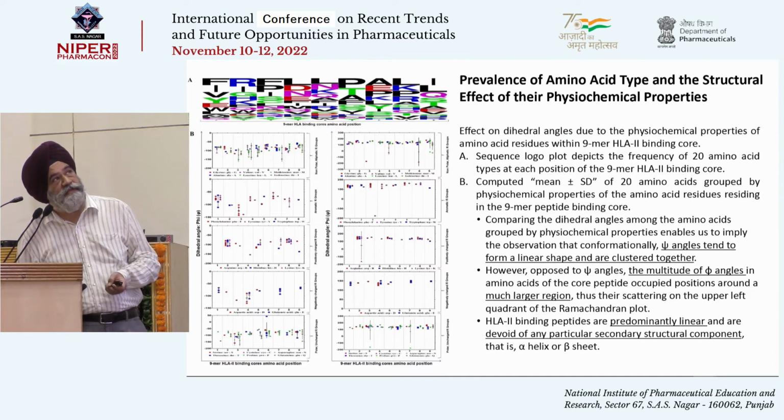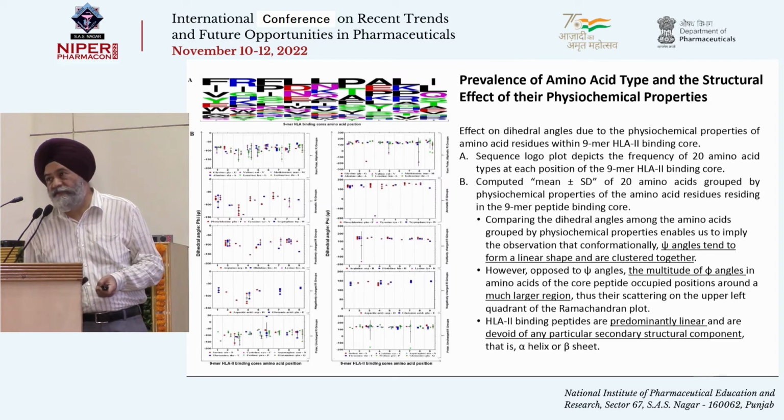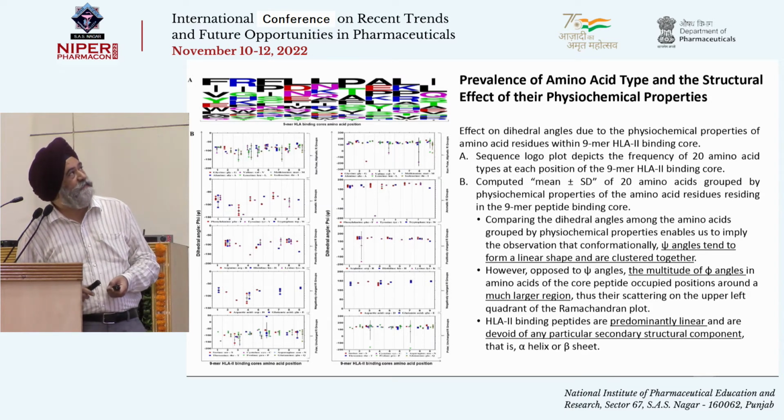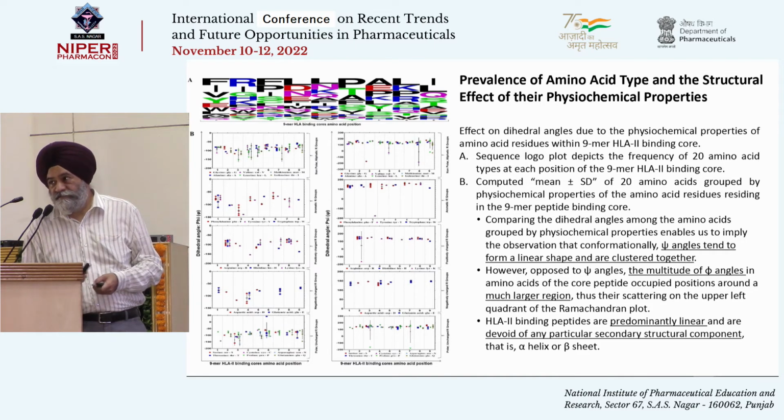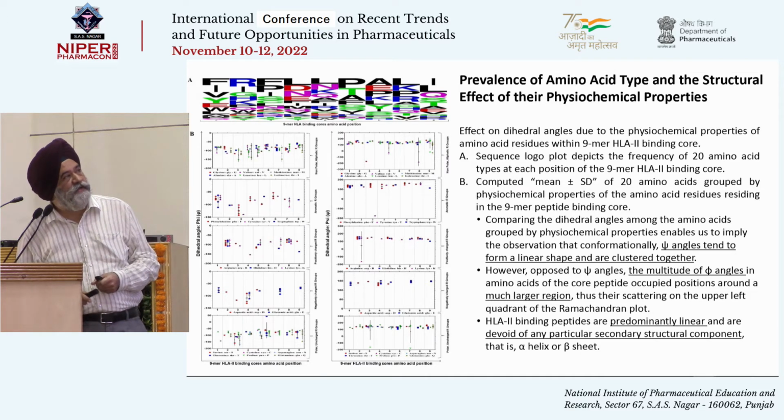We thought, let us look at these amino acid types from their physical chemical properties. We segregated them in terms of their physical chemical properties: charged ones, uncharged ones, bulky side chains and so on. Then we tried to compute their phi psi angles. Are we able to get any information out of that? If you look at the psi, more or less, all these dots show not much variability. The peptide assumes a kind of linear shape. It's clustered. But in the case of phi angles, you'll see the variation in these dots is quite high. There is some conservation, but the variation is generally very high if you take all these peptides into consideration.